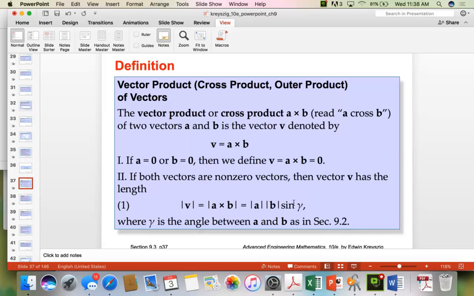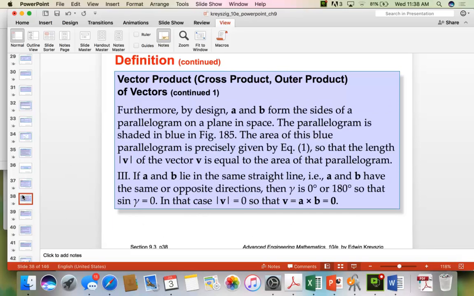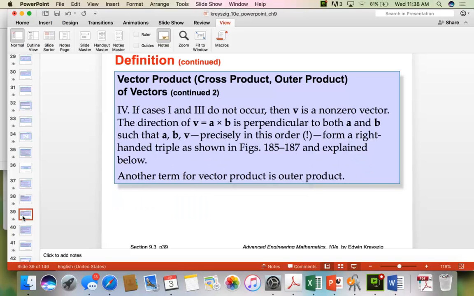Parallel vectors will have a zero cross product because a unit vector crossed with itself gives you 0, because the angle gamma would be 0 and the sine of 0 is 0. So the cross product kind of measures the amount of rotation that you undergo in going from vector A to vector B. So we will skip this because it's not really particularly useful. Some people do refer to this as the outer product.